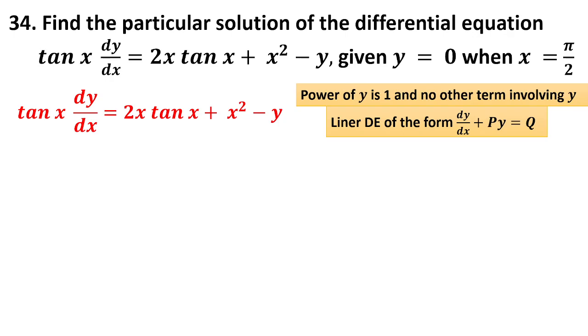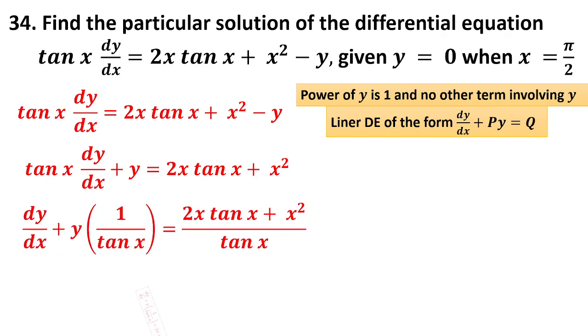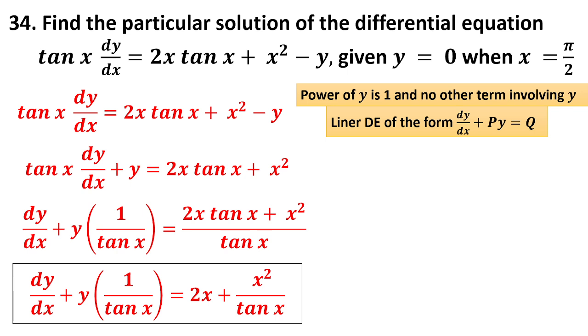Okay, in this form what you have to do? You have to keep dy by dx plus py on the left hand side and push the right hand side function of x to the right hand side. Therefore this is the way to do. I am keeping dy by dx and y on the left hand side and pushing everything to the right hand side. Now for this linear differential equation, the coefficient of dy by dx should be 1, so divide. Now this is the format: dy by dx plus py is equal to q.